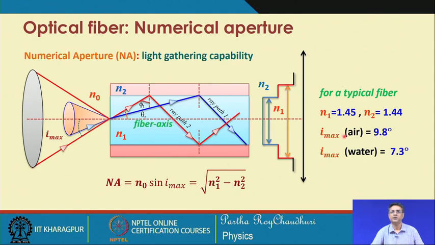We will see. For a typical fiber, n1 is of the order of 1.45 and n2 is 1.44, slightly less, and in that case this i max for air-glass is 9.8 degrees, and for water this is 9.7.